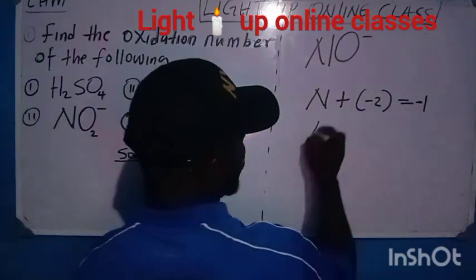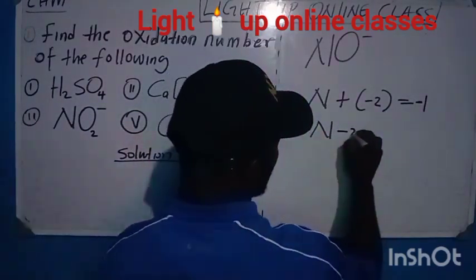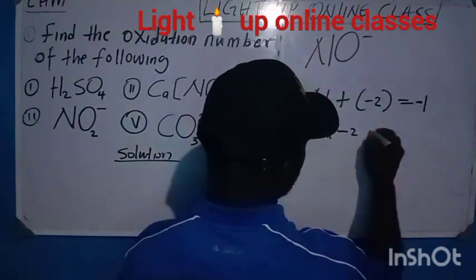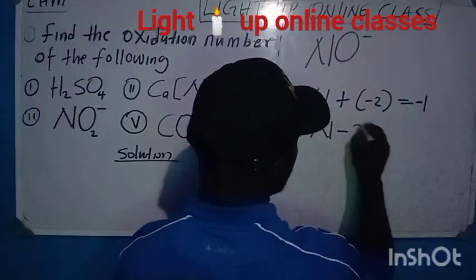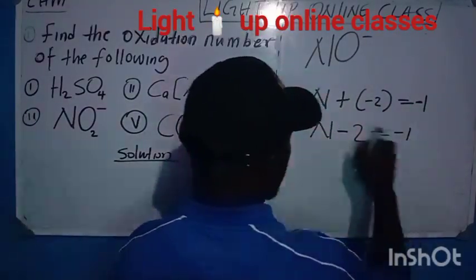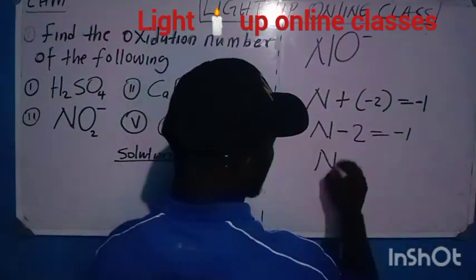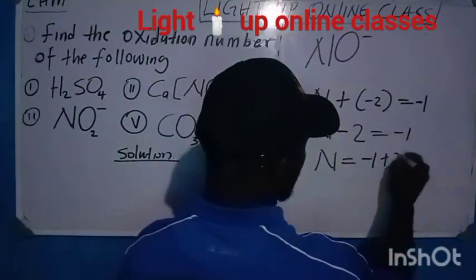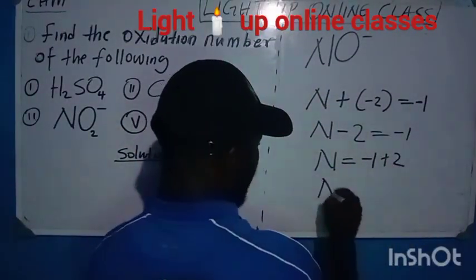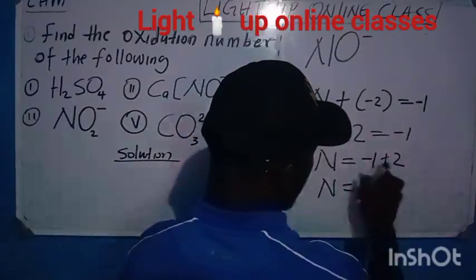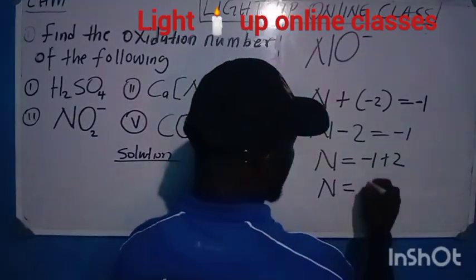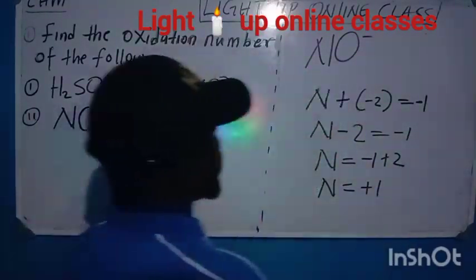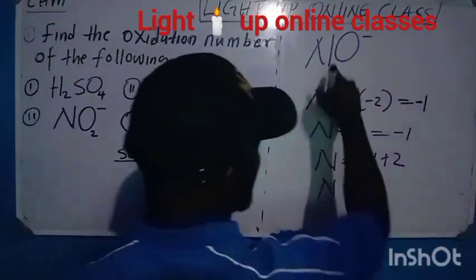So this is just nitrogen minus 2, equals -1. Taking 2 to the other side, nitrogen will be equal to -1 plus 2. That is going to give us +1. All right, so the value of nitrogen here is +1.